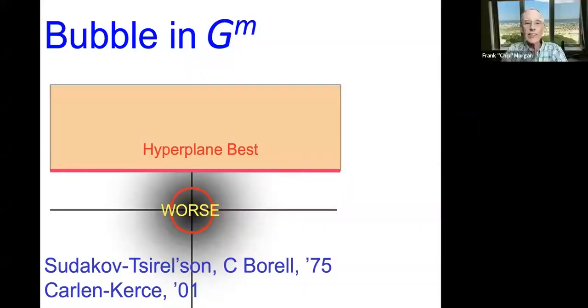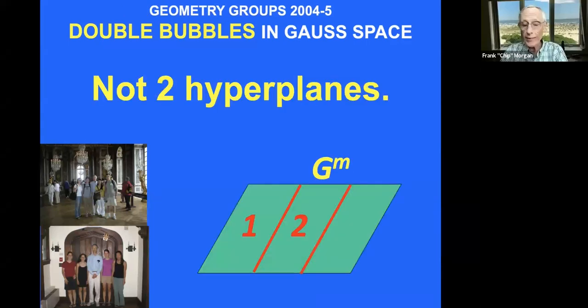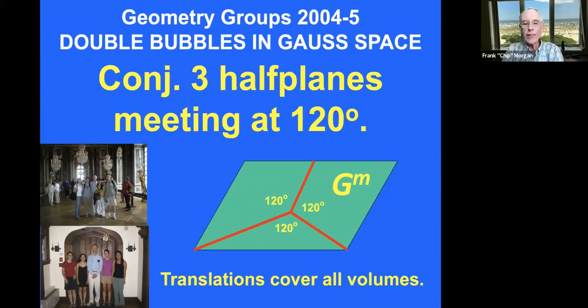So, but now back to it: the best single bubble in Gauss space is that hyperplane. And of course, I asked my students, what is the best double bubble in Gauss space? And it turns out that it's not two hyperplanes, which is a great way of separating two volumes from the rest of the space. But that is not the solution. It turns out that it's better to have 3 half hyperplanes meeting at the origin at 120-degree angles.